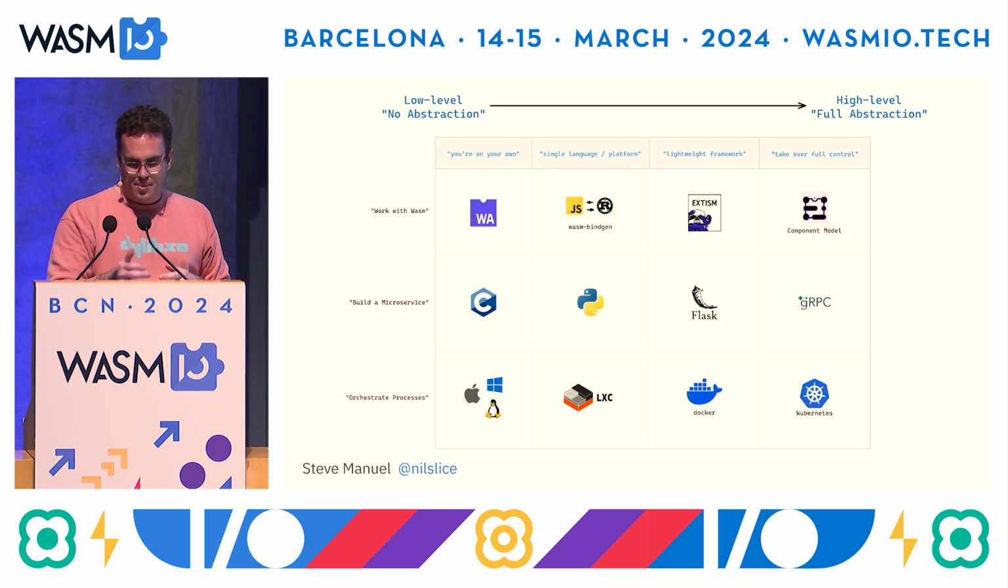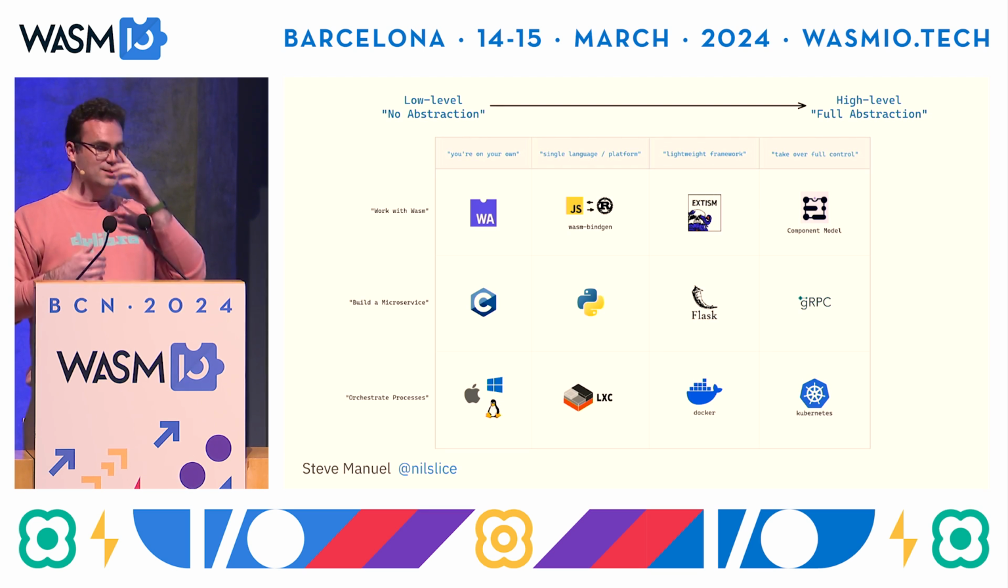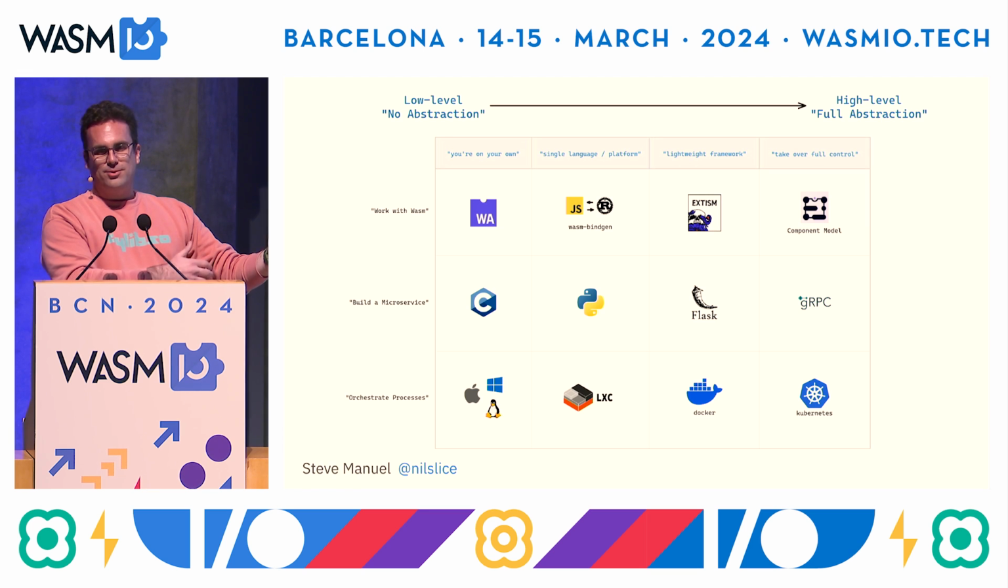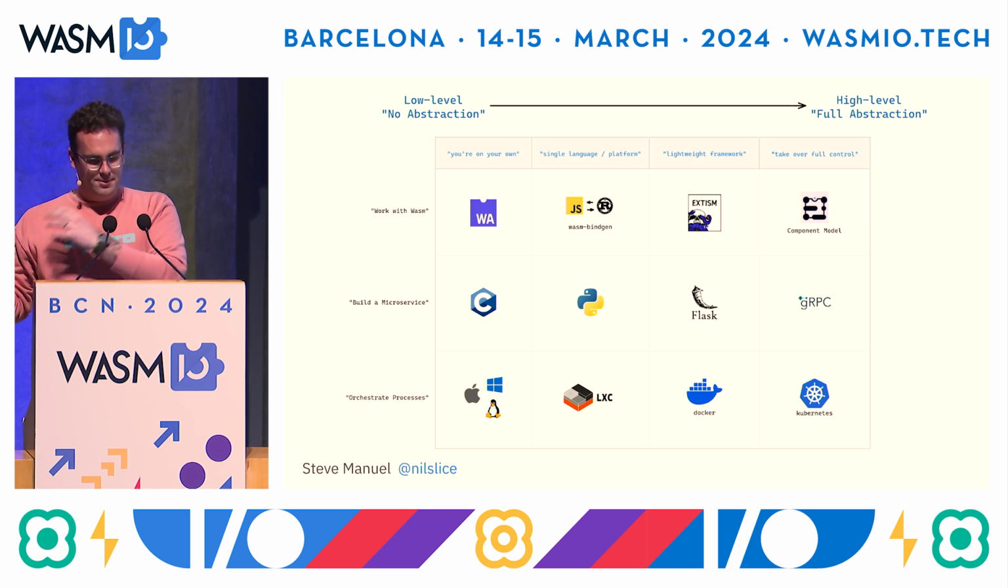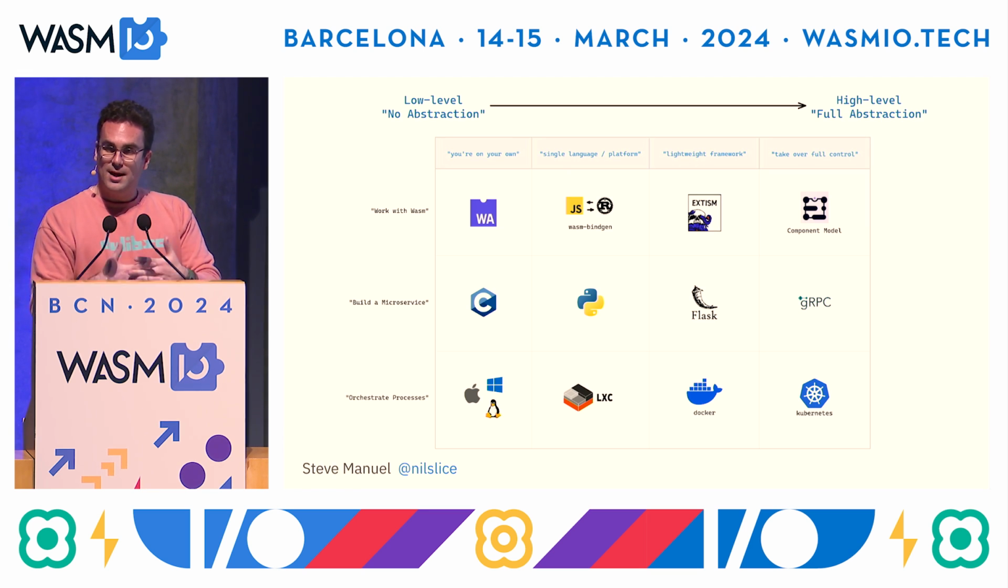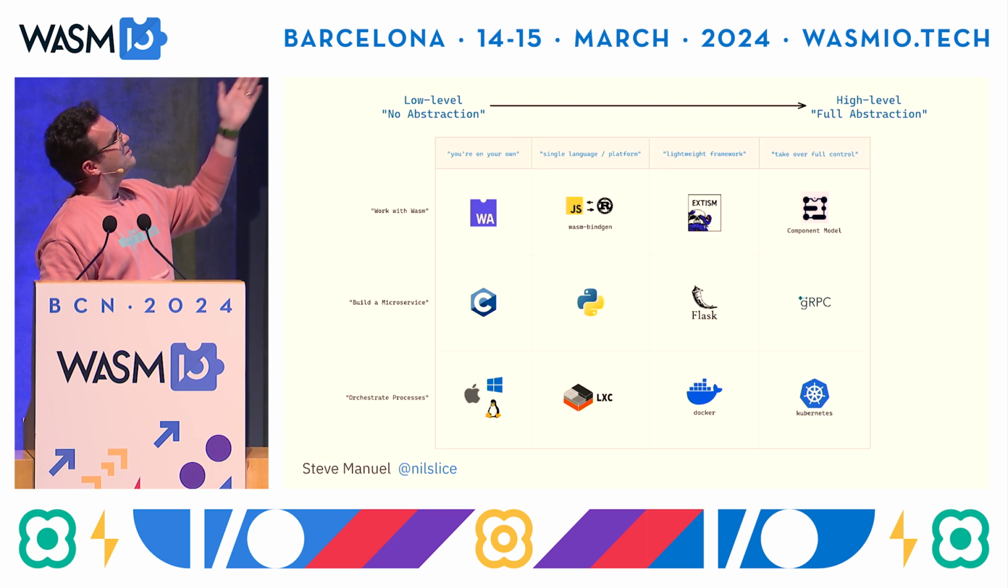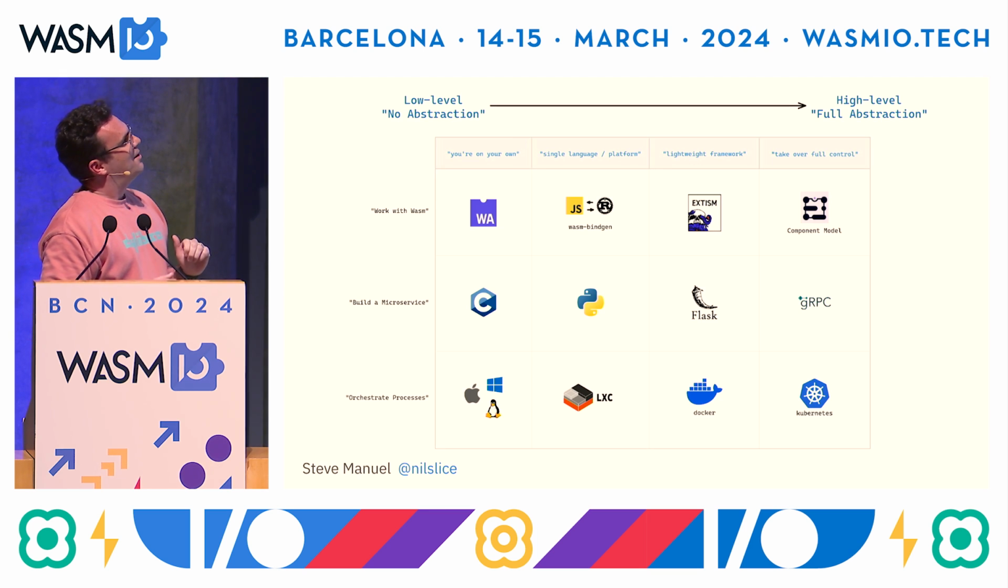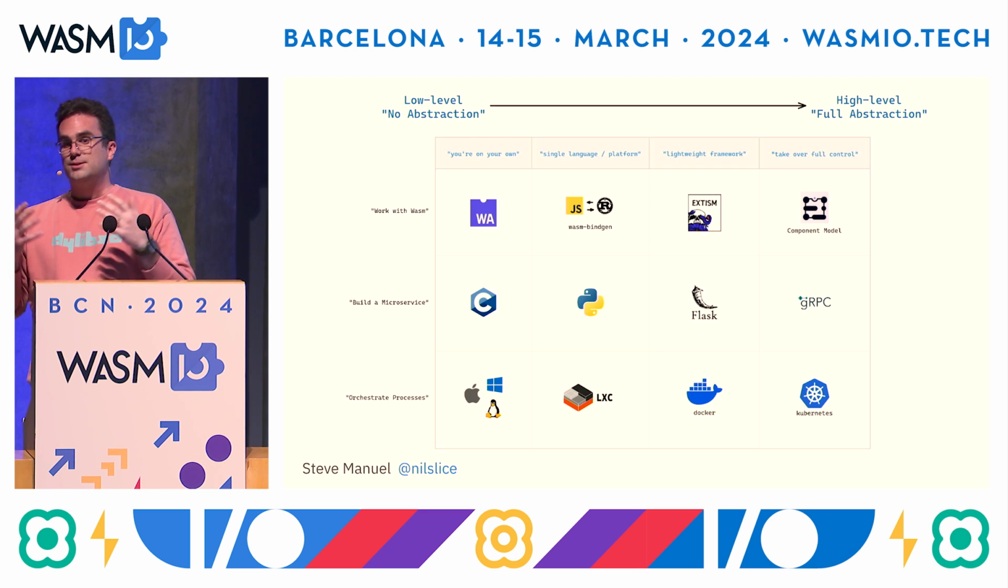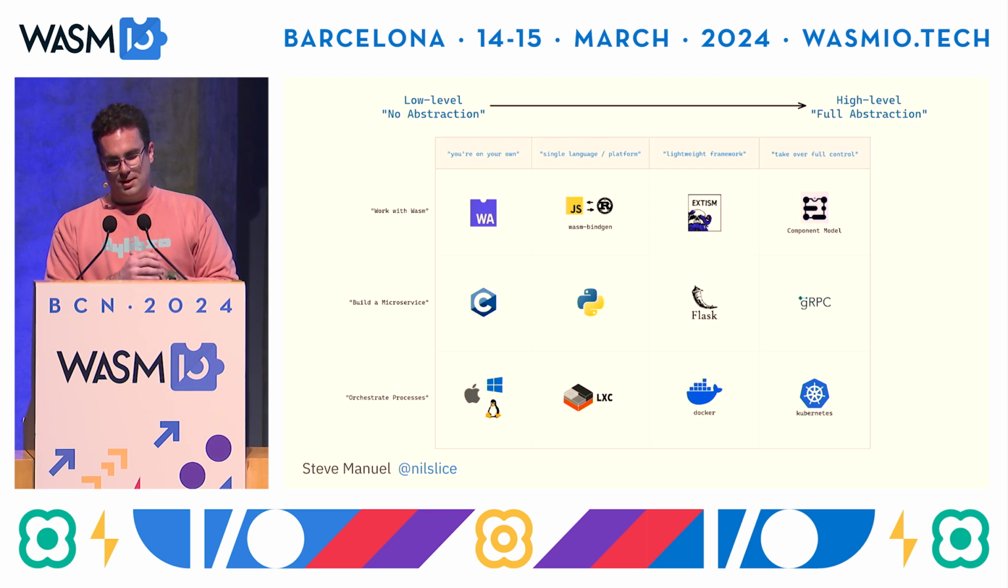Moving to the right, the next is a single language or platform abstraction. For example, with WebAssembly, if you've ever used wasm-bindgen, that's a great tool as long as you want to do interop with JavaScript, and if you want to write code in Rust, that tool makes it really nice. So that's a little bit of additional help. For building a microservice, you make the jump from C to Python, and now I've got a single language to work with, and that's awesome. And if you're orchestrating processes, moving up the abstraction ladder, you might use LXC to do Linux containers on a Linux operating system.